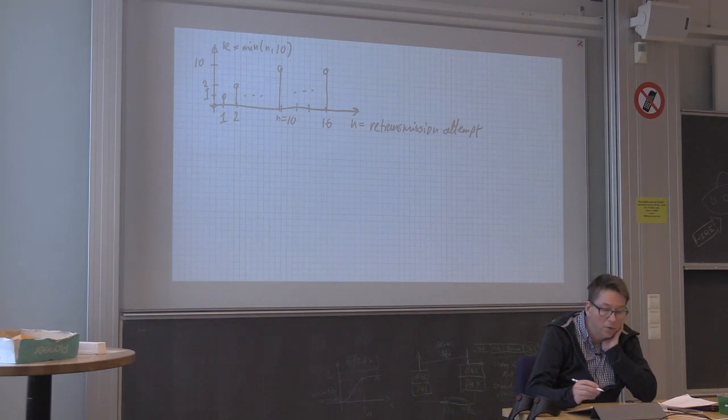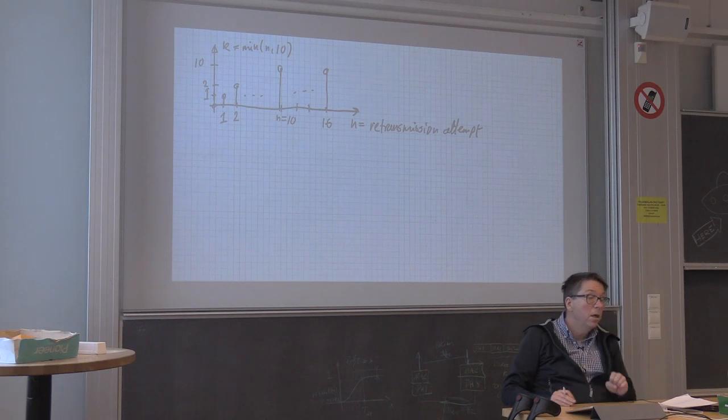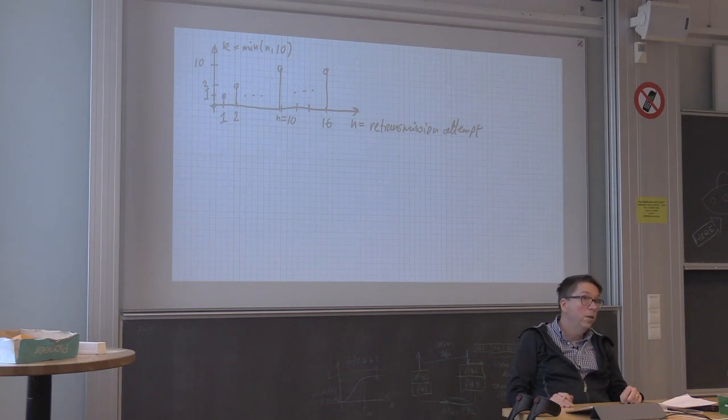And actually after the 16th retransmission try, then the Ethernet gives up, right? It just says, I tried 16 times, something really bad must be happening here. Maybe there is a cut on the cable or something like that. So we just give up on that frame.